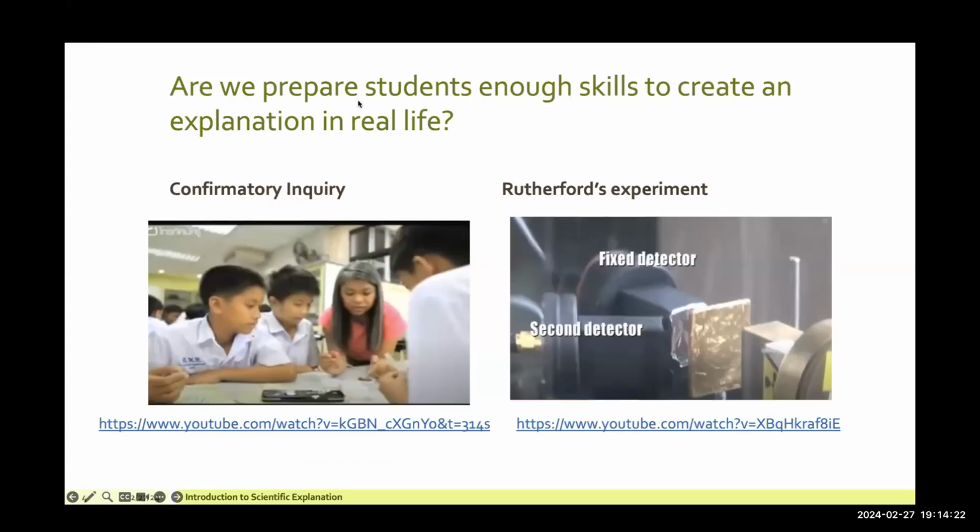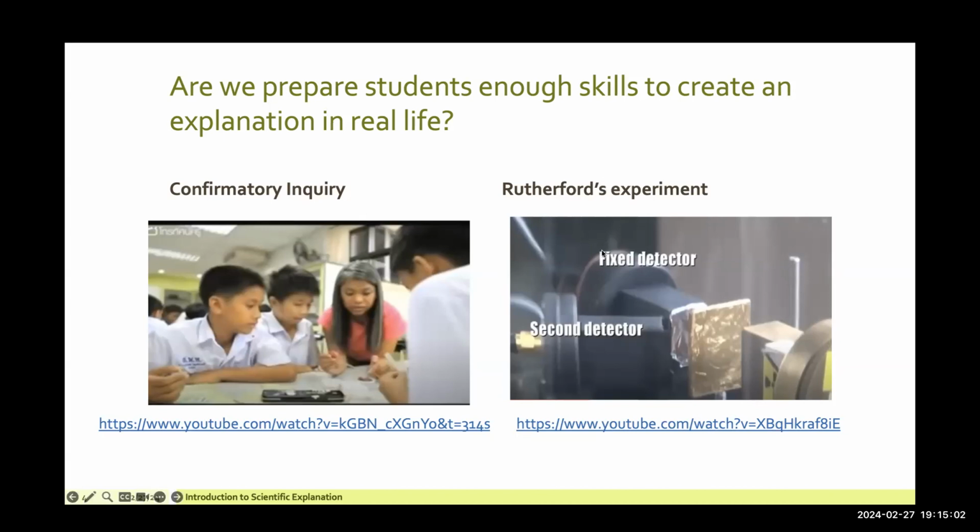So now I would like to share about scientific explanation, and whether we really prepare our students to have the skills to create a scientific explanation, or an explanation in real life, like scientists do. Today I provide you two videos. One is a video of teaching in her class. This is a very common method at school. We use confirmatory inquiry, and the teacher did so well using the 5E cycle.